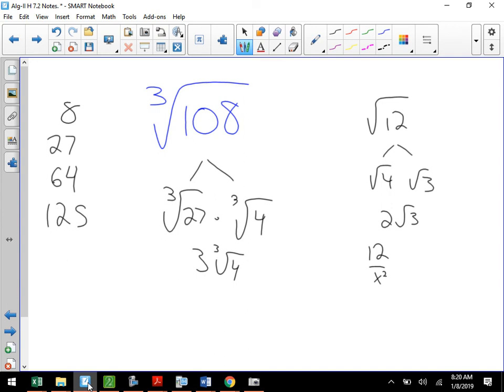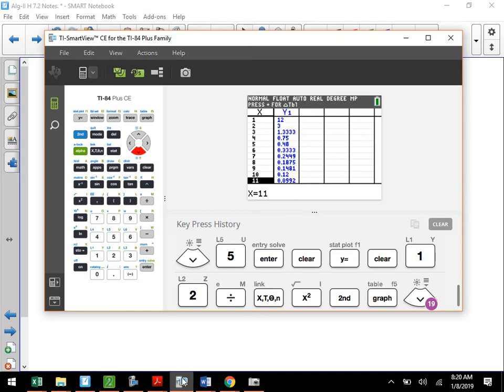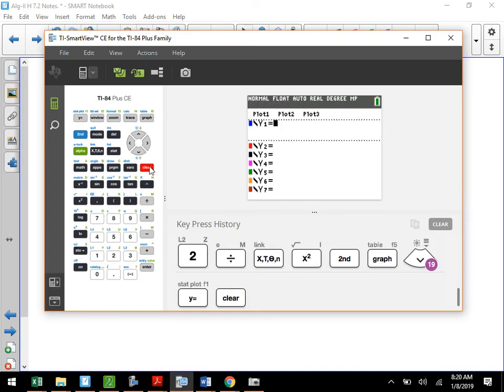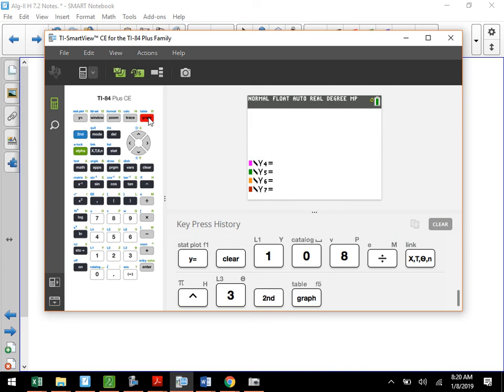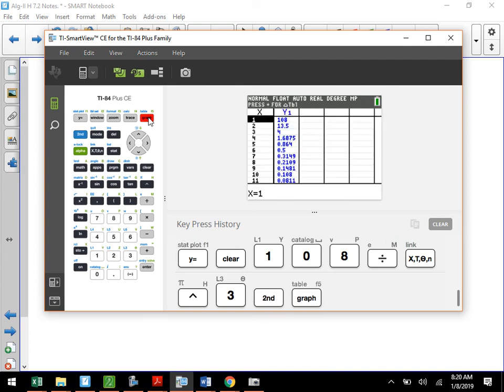So if I look at that cube root of 108, I would do 108 divided by x to the 3rd. Same idea, go to the table, and it'll help me search for values. It's taking 108 divided by 1 cubed, 108 divided by 2 cubed, 108 divided by 3 cubed, and so on and so on. The last value before it goes all decimal is the 3 and the 4, which means it's 3 cube root 4. Okay?